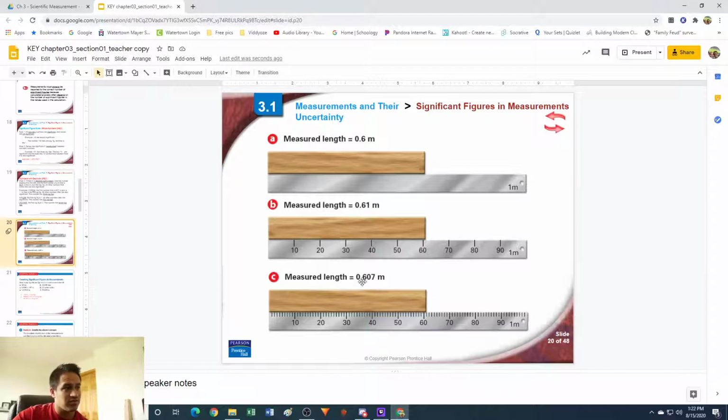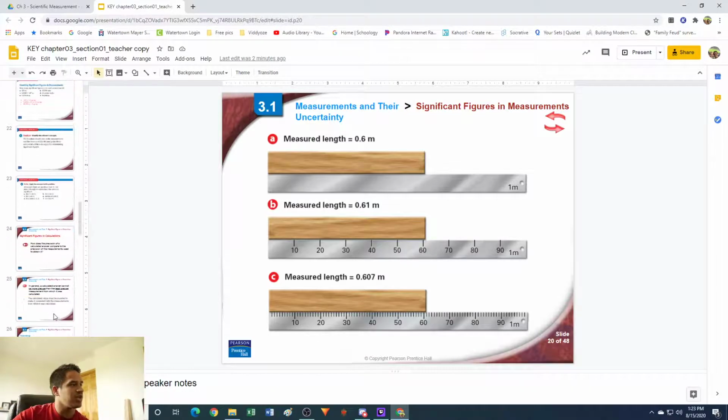We have 0.607. That's a thousandth of a meter. And this piece of metal up here at the very top doesn't have markings to the thousandth of a meter, or hundredth of a meter, or a tenth of a meter. It only has just a full meter length. So the best I can do is estimate it to a tenth of a meter, and that's it. I can't go any further. I can't give a super precise answer like part C here because the tool I'm using doesn't have markings that measure that small. That's what that's saying.